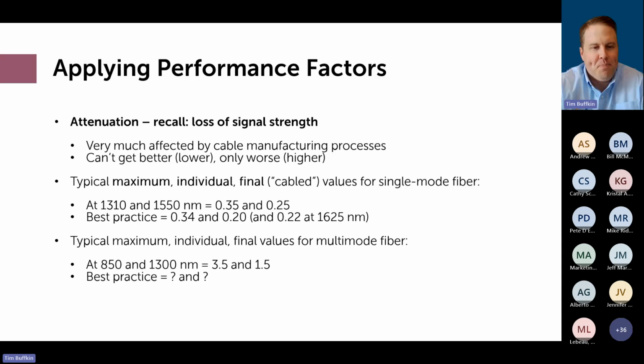Best practice, honestly, I'm not really sure what would be considered the best practice. If there's anybody watching that deals a lot with multi-mode, I'm not sure what that would be. But from what we tend to see, at least on the multi-mode fibers that we work with, 3.5 and 1.5 dBs per kilometer seems to be about what the normal is.